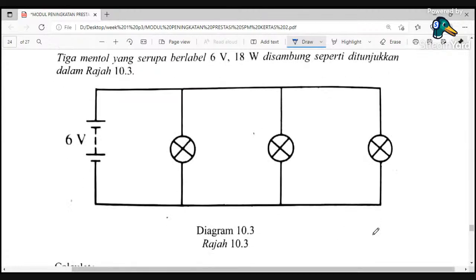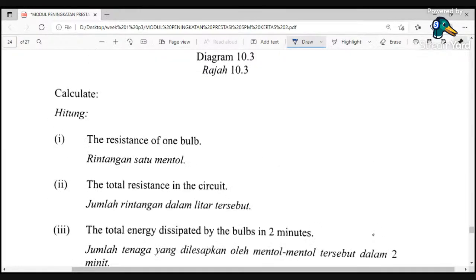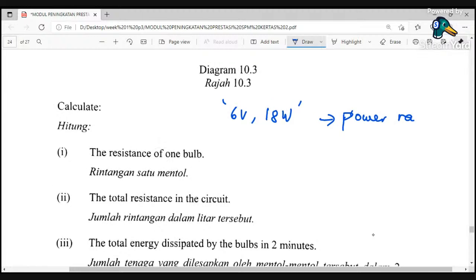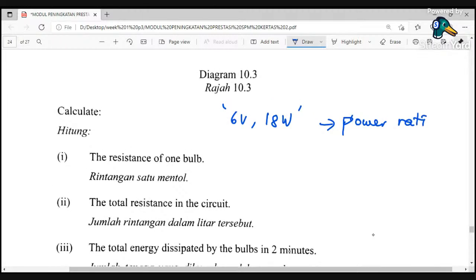How to calculate resistance? Look at the level. 6 volt, 18 watt. Power rating. 6 volt, 18 watt. So this level we call it power rating. All electrical devices, okay, using have this level. Okay, so from here this is V, this is P.